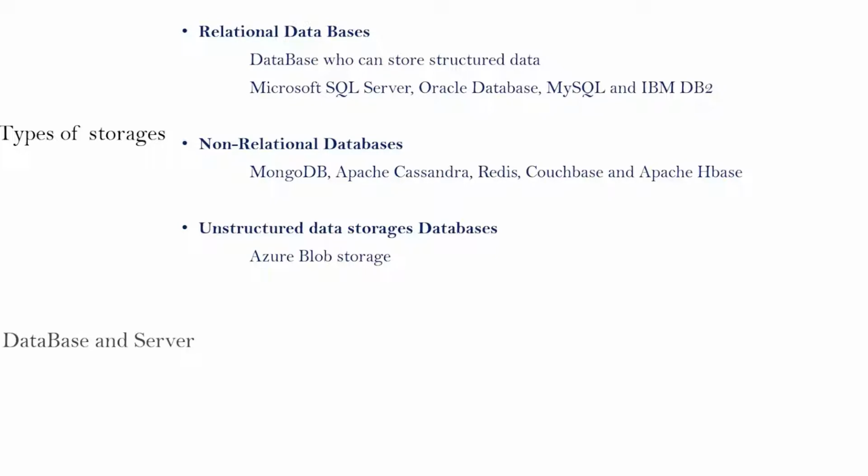So this was the types of storage. Next we will go through some more basic concepts like database and server. So again, what is a database? A database is an organized collection of data, so it can be easily accessed and managed.